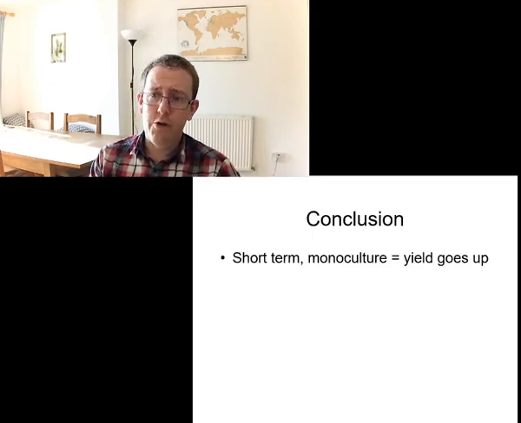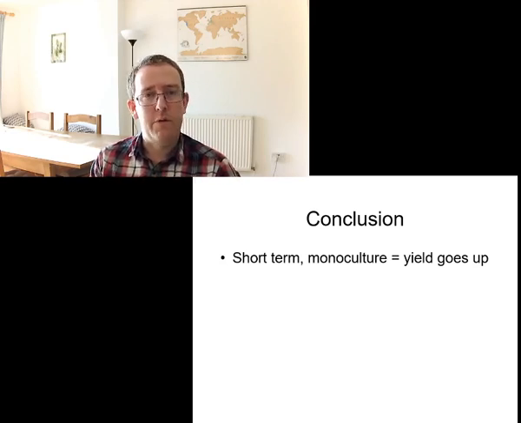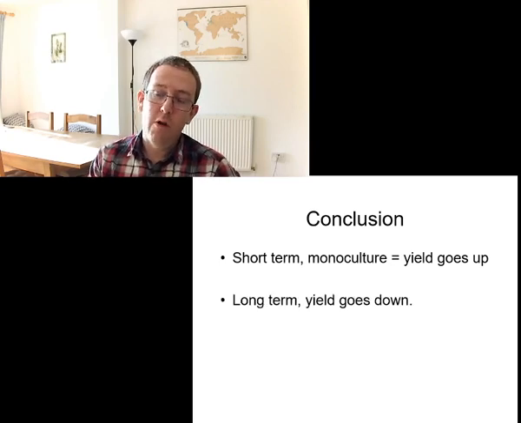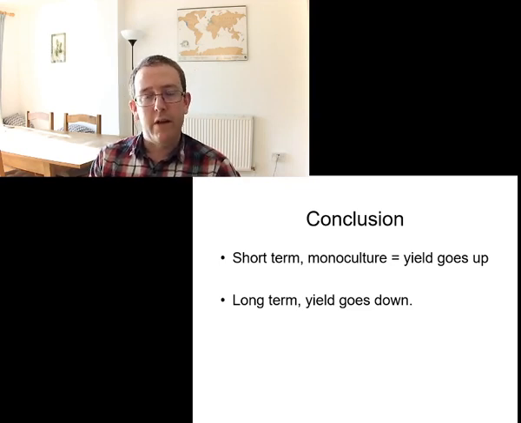So, in terms of conclusions, in the short term, a monoculture would mean that the yield of a farm goes up. So you farm one crop, you have less equipment, fewer workers, you end up with more profit. But in the long term, due to things like erosion, due to things like the loss of quality of your soil, the yield will end up going down.